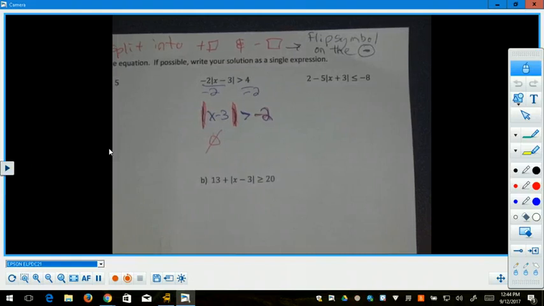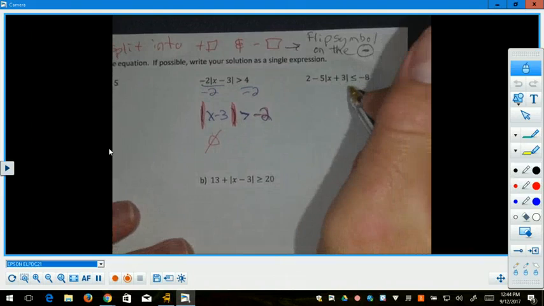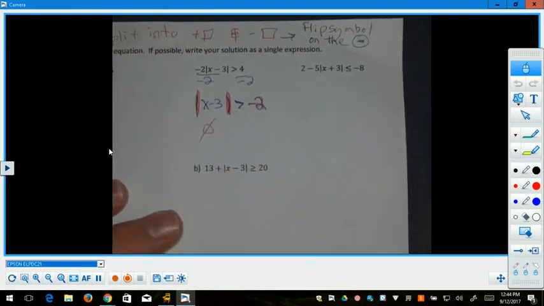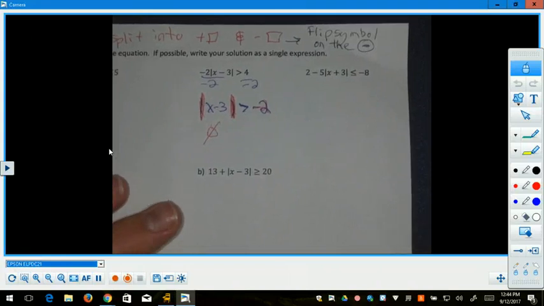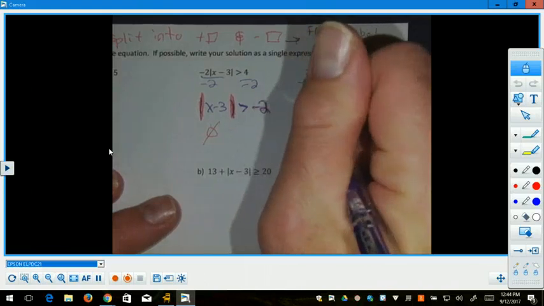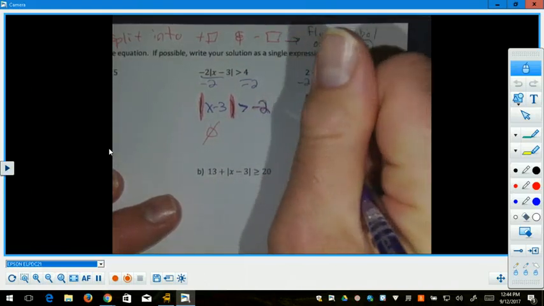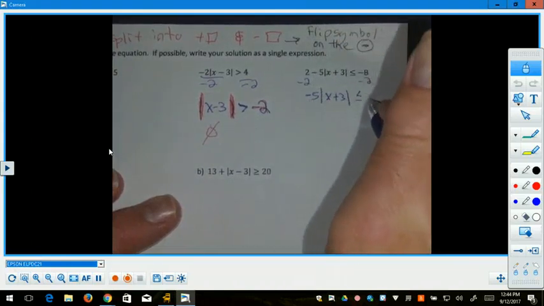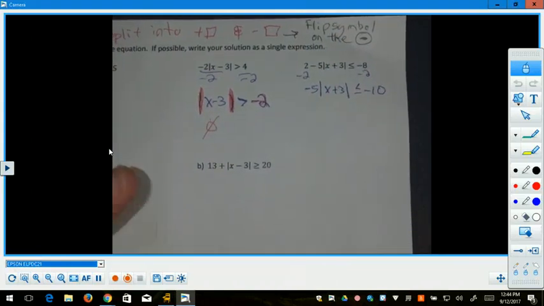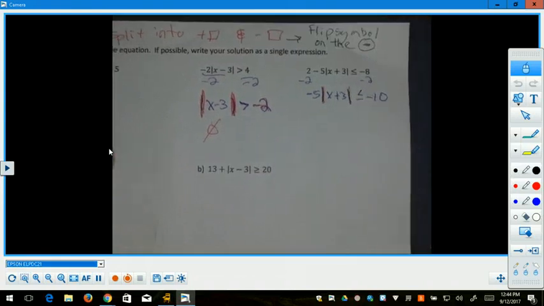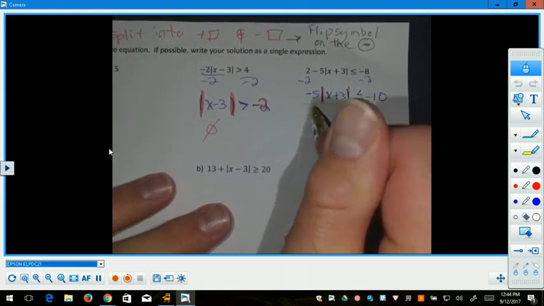Now, let's take a look at the next one. Some people said, oh, that's negative. I'm not going to be able to solve it. But you can, because what's my first step going to be? Subtract, not 5, subtract 2. So I've got -5 by the absolute value of x plus 3 is less than or equal to -10. Don't decide whether you can solve it or not until you have the absolute value by itself. We're trying to get this by itself. Divide both sides by -5.